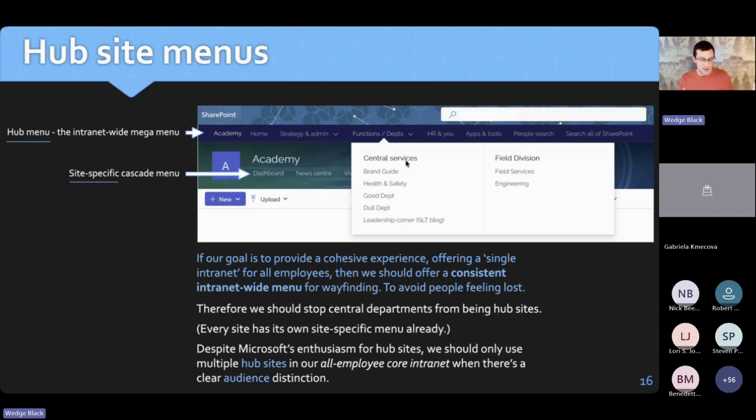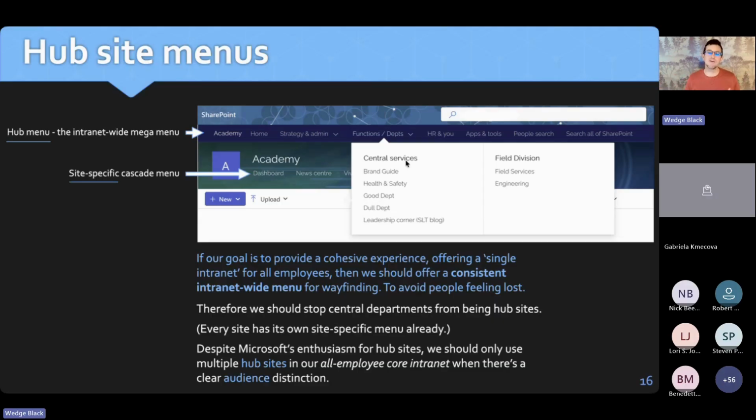So why are organizations using hub sites for departments when I think it's a less than optimal practice? The answer is Microsoft was very proud to roll out hub sites. And in very large organizations, it kind of makes sense to have multiple hub sites, different things for different people. But that loses the cohesive one intranet that I think is many of our goals. So Microsoft was very pleased to be able to offer hub sites with those mega menus.